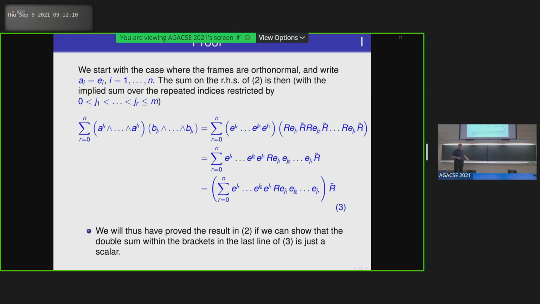So how does this work? This is where we drop down, first of all, to the case where the frames are orthonormal. And so we now write a i as some e i, where this is an orthonormal frame. And then let's do the sum on the right-hand side of 2. I'll attempt to go back to 2.